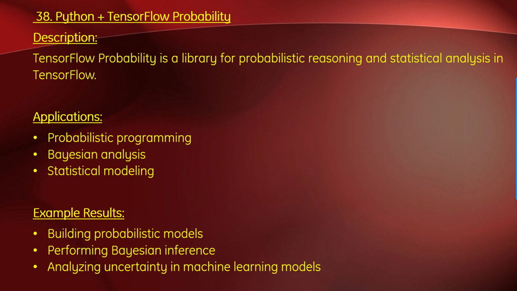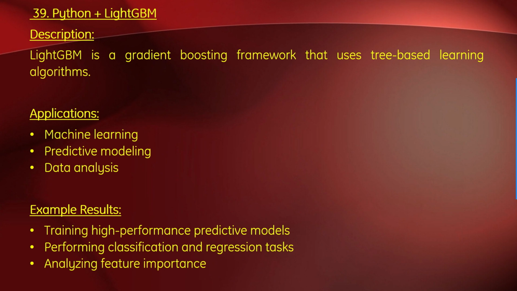Moving on, we have Python plus TensorFlow Probability. TensorFlow Probability is a library for probabilistic reasoning and statistical analysis in TensorFlow. Some of the applications are probabilistic programming, Bayesian analysis, and statistical modeling. Examples might include building probabilistic models, performing Bayesian inference, and analyzing uncertainty in machine learning models.